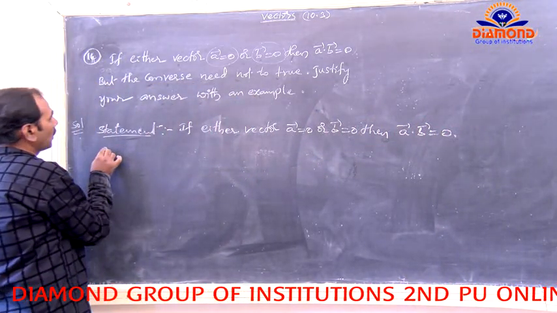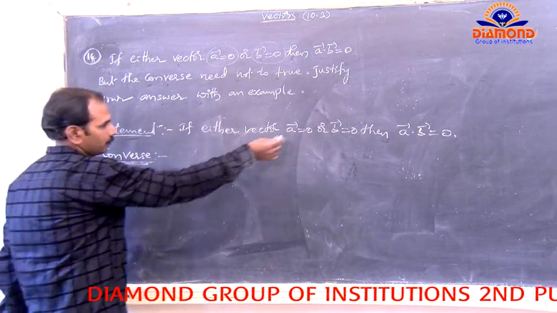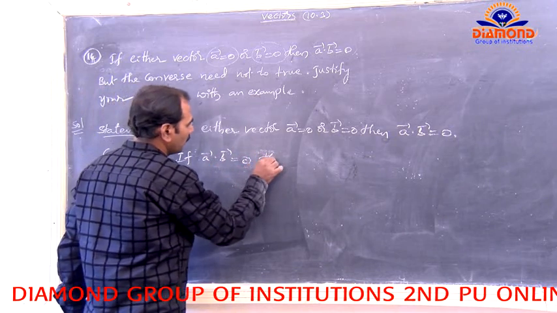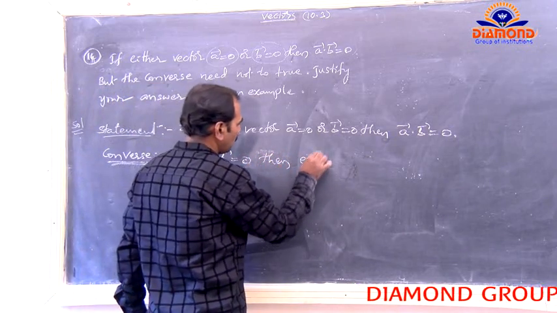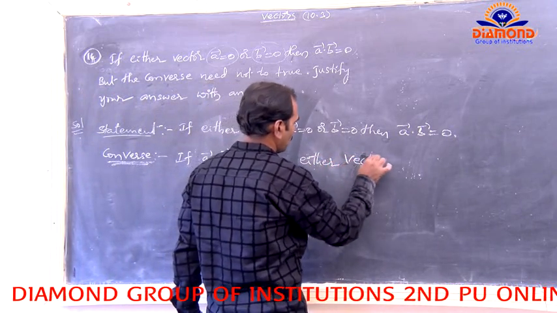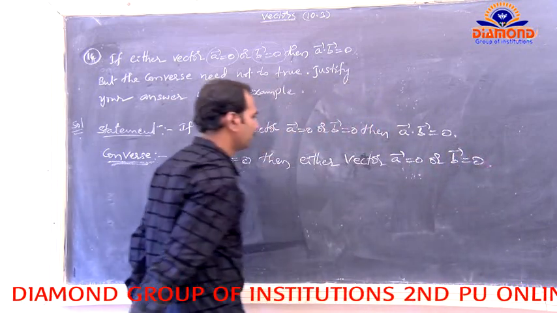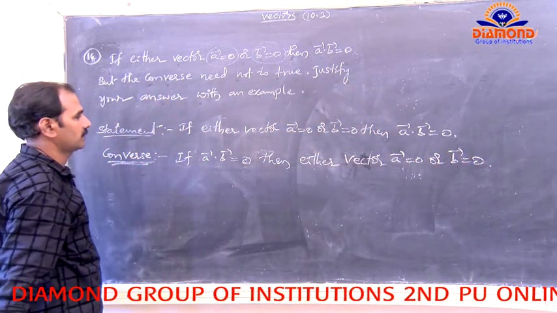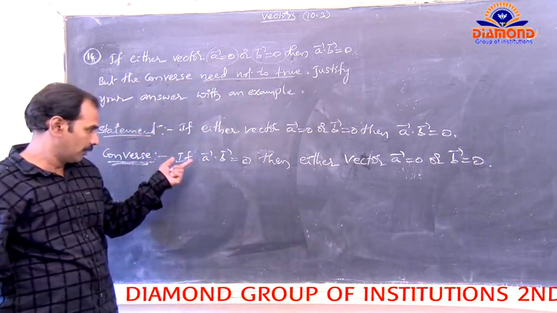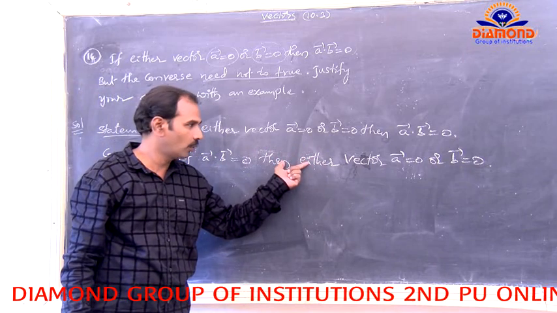So, the converse. Converse means if A bar dot B bar equals 0, then either vector A bar equals 0 or B bar equals 0. So this is the converse. It need not be true. It means it need not be true. So this does not need to be true.